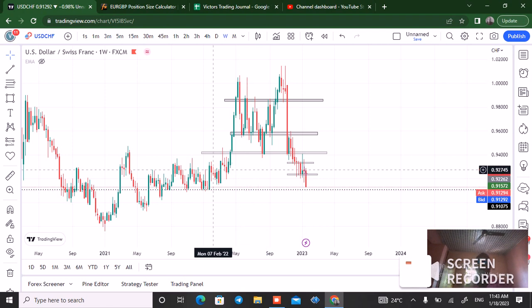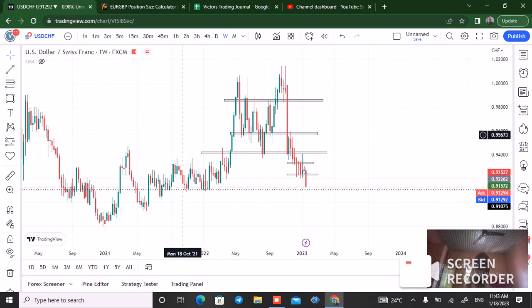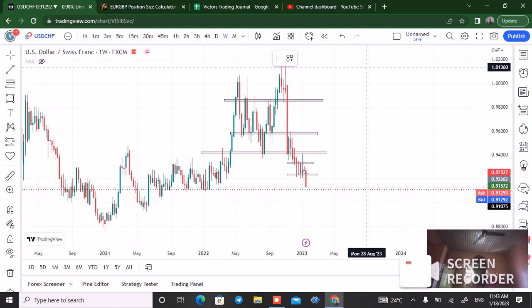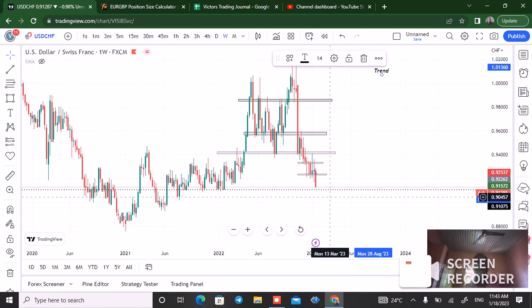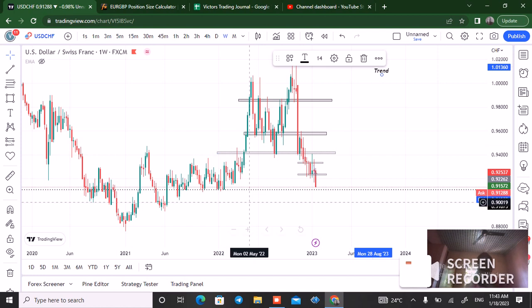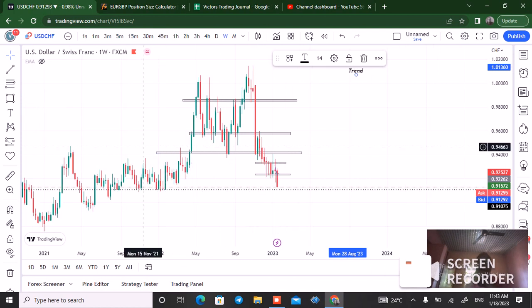So before I take any trade, the first thing I look out for is the trend. I'm going to be writing it down for you over here so that you guys can see the things I normally look out for before I take any trade. So number one is the trend. Right here on USDCHF, we can see very clearly that price has been trending downwards. There is no argument on that.